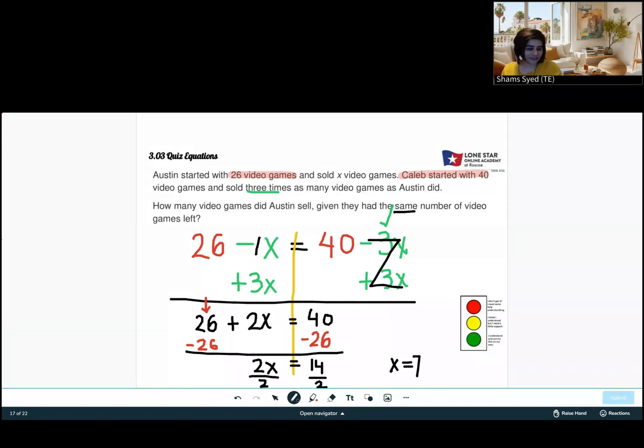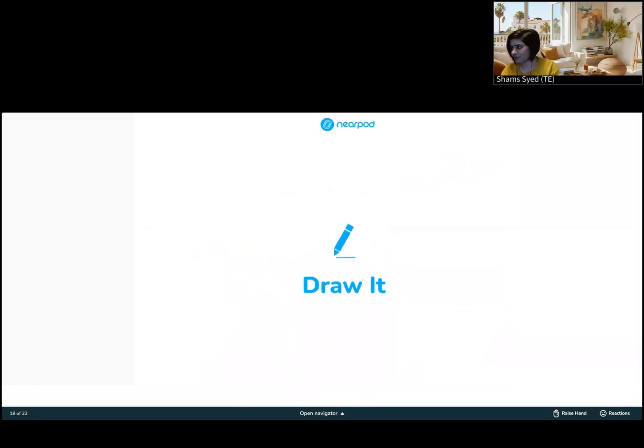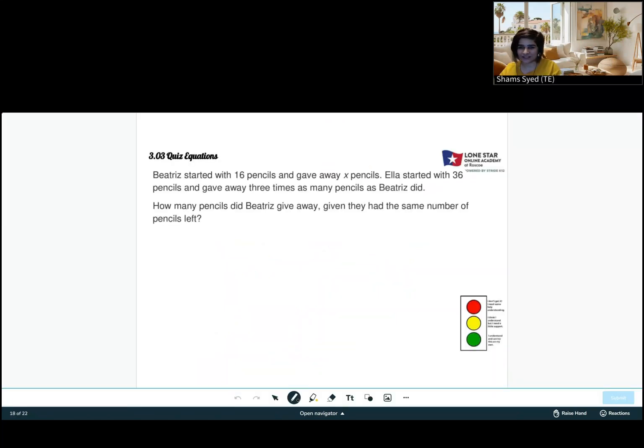Third variety of question 4 is right here. Let's see if we can create a little equation out of it. So here, Beatrice starts with 16 pencils. Starting value is your constant value. And I'm just going to write down starting values. Ella starts with 36.